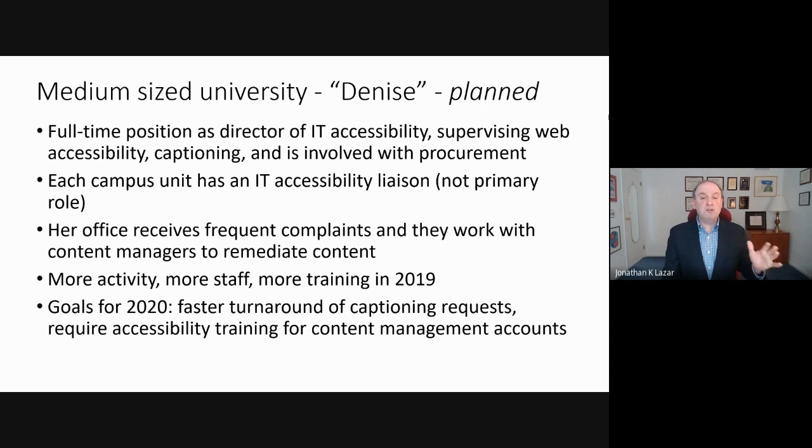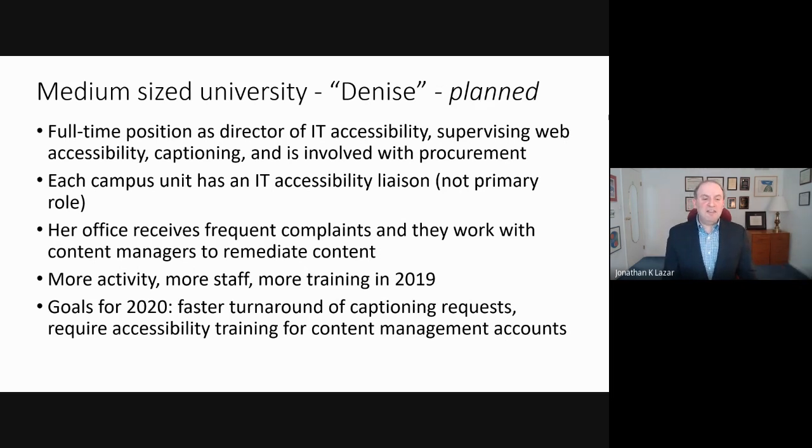And so in her role, she's responsible for supervising web accessibility, supervising captioning, and she's involved with procurement, but she doesn't actually control procurement. So her job is to be involved, but again, she can't put a stop to things. And she noted that each campus unit at the medium-sized university actually has an IT accessibility liaison. So she has an easy way to reach out to people on campus, but for the liaisons in each campus unit, that's not their primary role. They have a full-time job and you kind of get IT accessibility liaison tacked on the end.